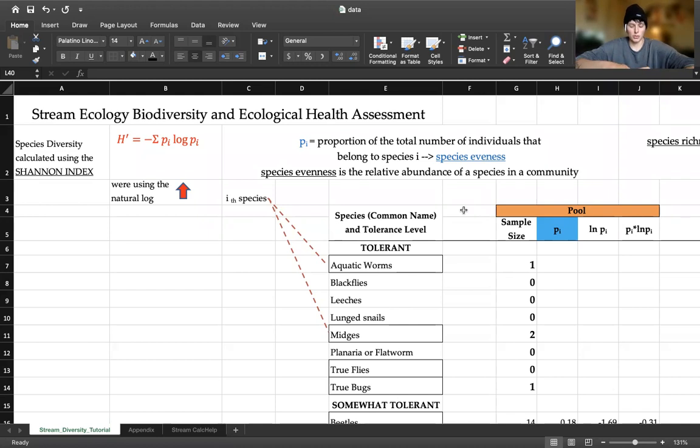We're using 4 metric groups: the EPT taxa, which includes mayflies, stoneflies, and caddisflies, the Gomphidae family for the 2nd metric group, beetles for the 3rd metric group, and metric number 4 is going to include more than a couple of species that are going to represent the tolerant species.